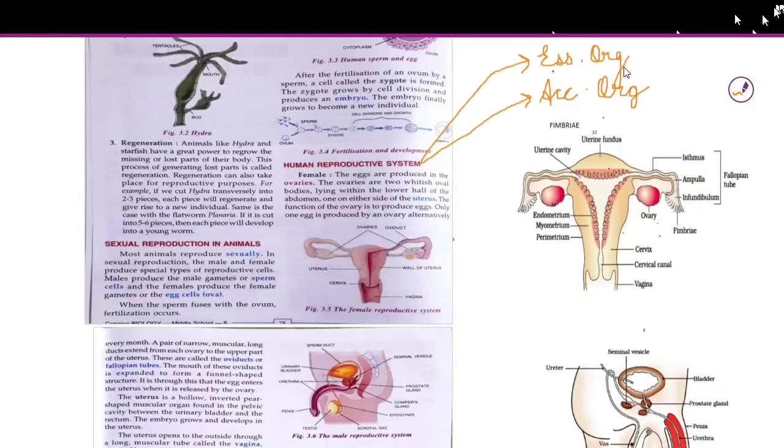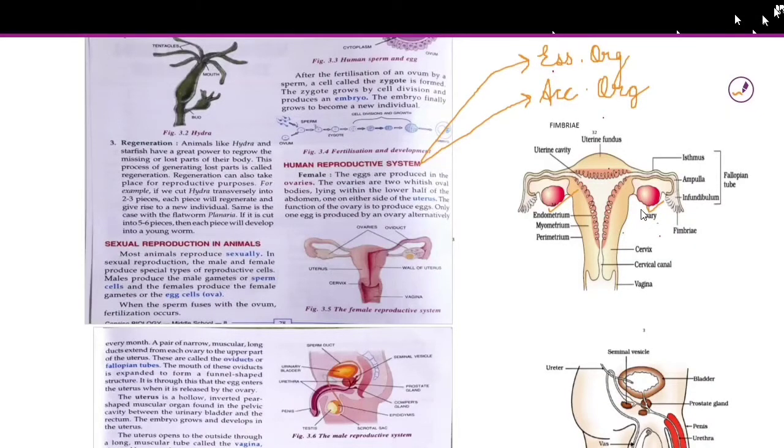Now, in the female reproductive system, which are the essential organs? Children, the essential organs of a female reproductive system are a pair of ovaries, one on the left and the other on the right. These are a pair of ovaries, and they are the primary sex organ, also known as the female gonads. Why so? Because they produce the female gamete, which is known as the ovum. Plural is ova.